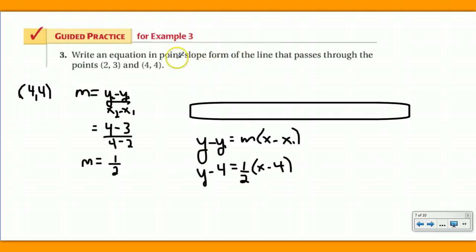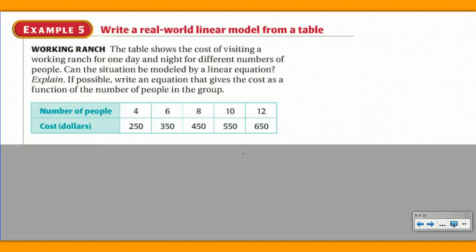That actually answers this question because they are not asking you to write it in slope-intercept. If you were going to write it in slope-intercept form, what would you do with this? That's right, you would distribute, and then you would add 4 to both sides, right? Isolating y. Very good.